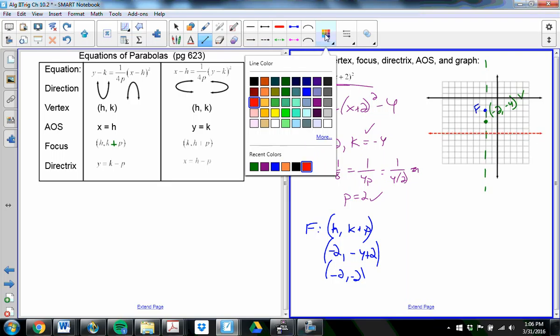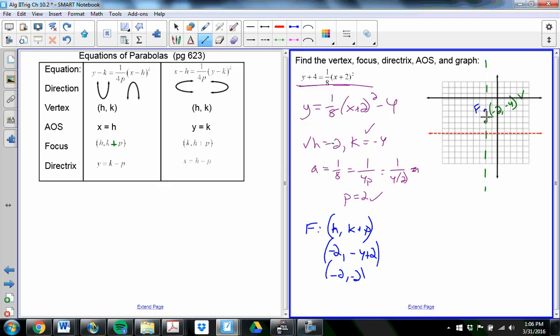Now I'll do my little orange trick. I can get this section here is 4, so I'll go 4 this way and 4 this way. And here's the rest of my graph. Here we go. We found it all.